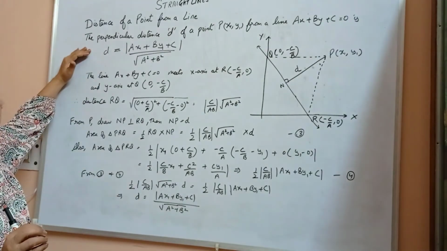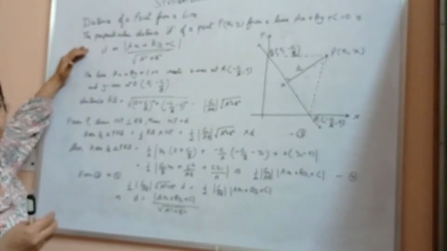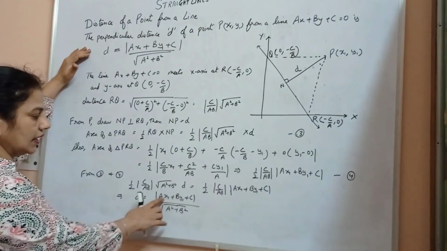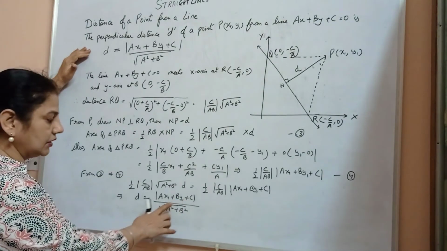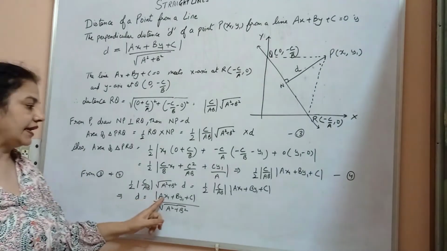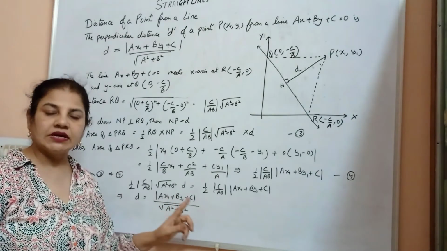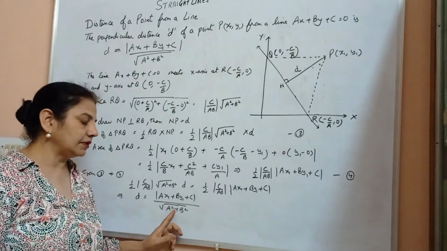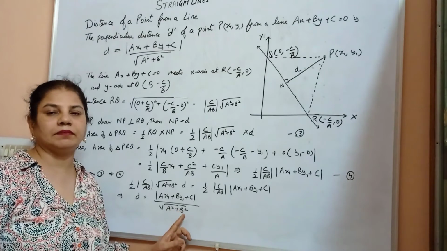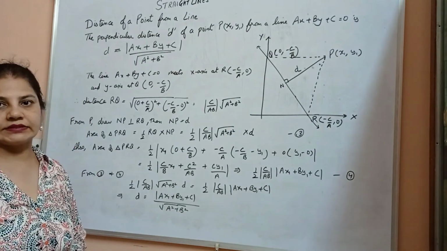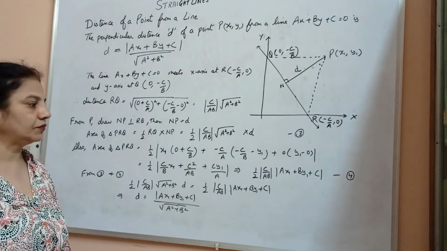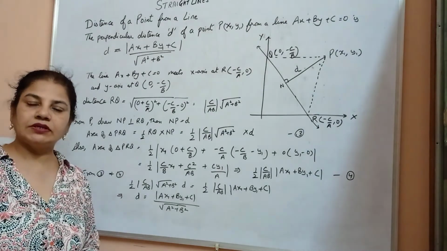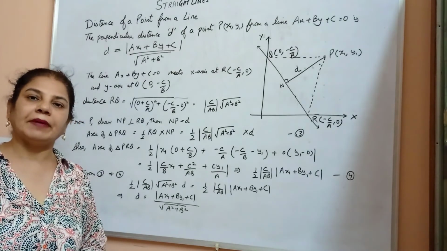If we have to calculate the distance of a point from a line, it is given as ax1 plus by1 plus c upon under root a square plus b square, where x1 and y1 are the point, and a and b are the coefficients of x and y in the general equation. So we proceed, and we calculate the distance between parallel lines also.